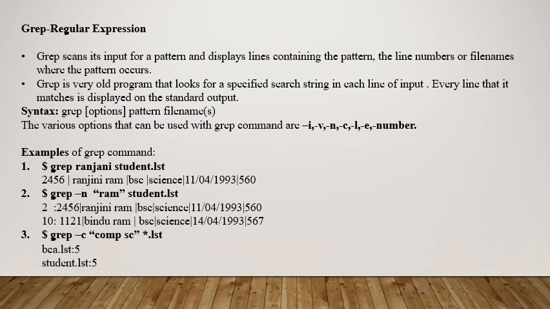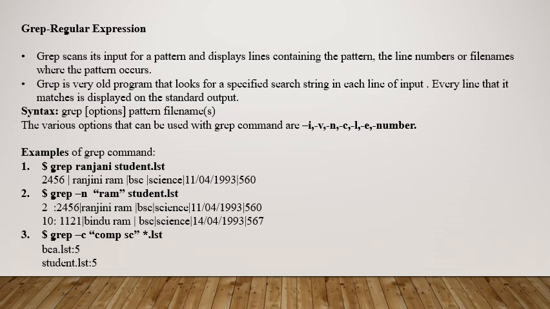What is the line number where the Ram pattern is present? You can see the first line number is 2, where the Ram pattern is present. It is displaying the line number in the student.list file. The second one, you can see, begins with line number 10. So Ram is present in line number 2 and line number 10 of the student.list file. So -n will give you the line numbers.